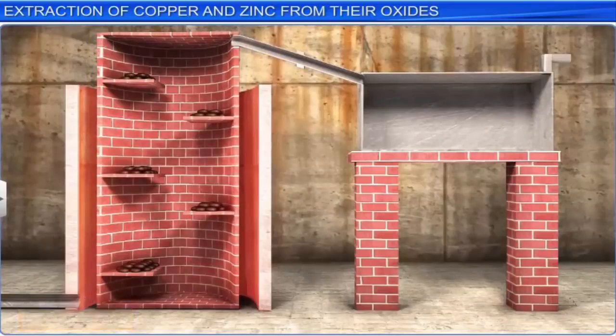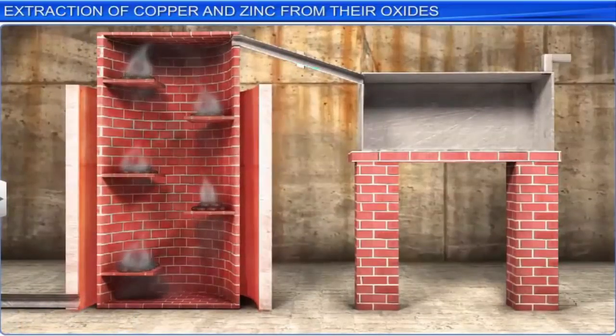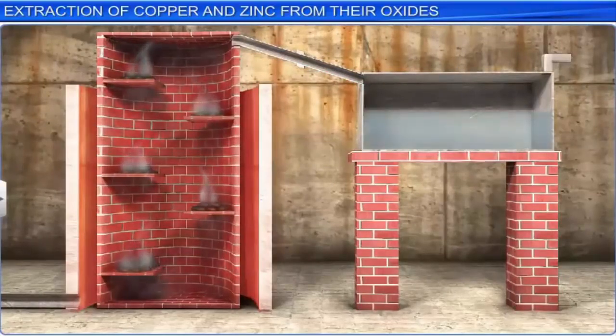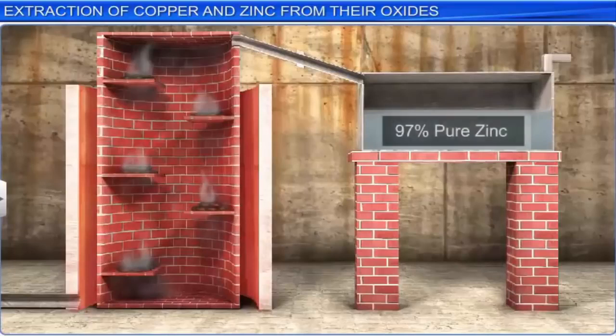At high temperatures of 1400 to 1500 degrees Celsius, coke reduces zinc oxide to zinc and itself gets oxidized to carbon monoxide. The zinc metal is distilled off and collected by rapid chilling. The zinc obtained is 97% pure and is called zinc spelter.